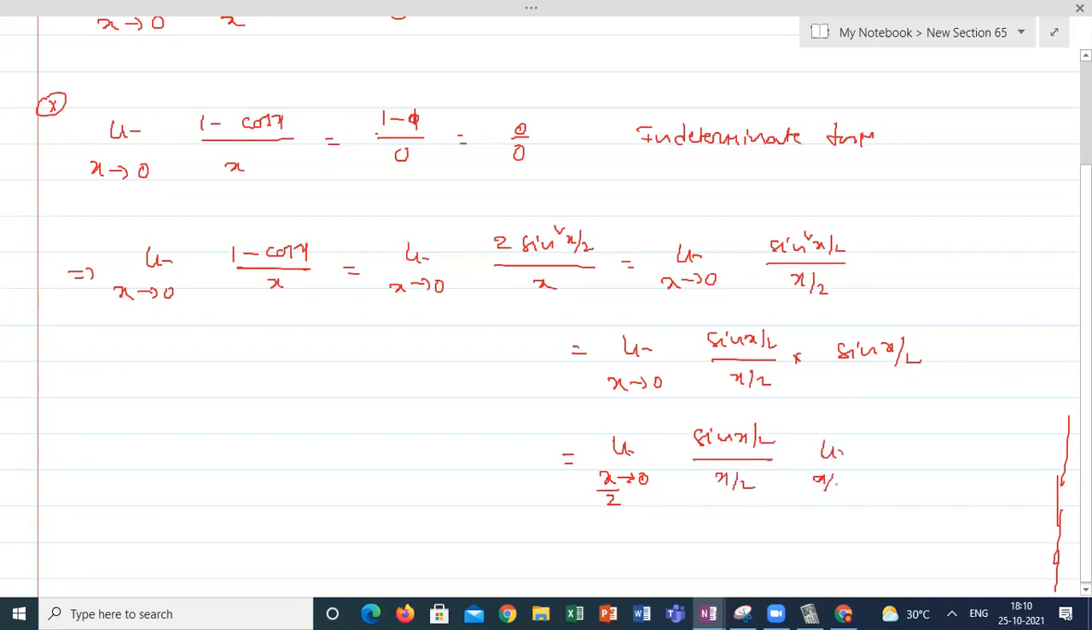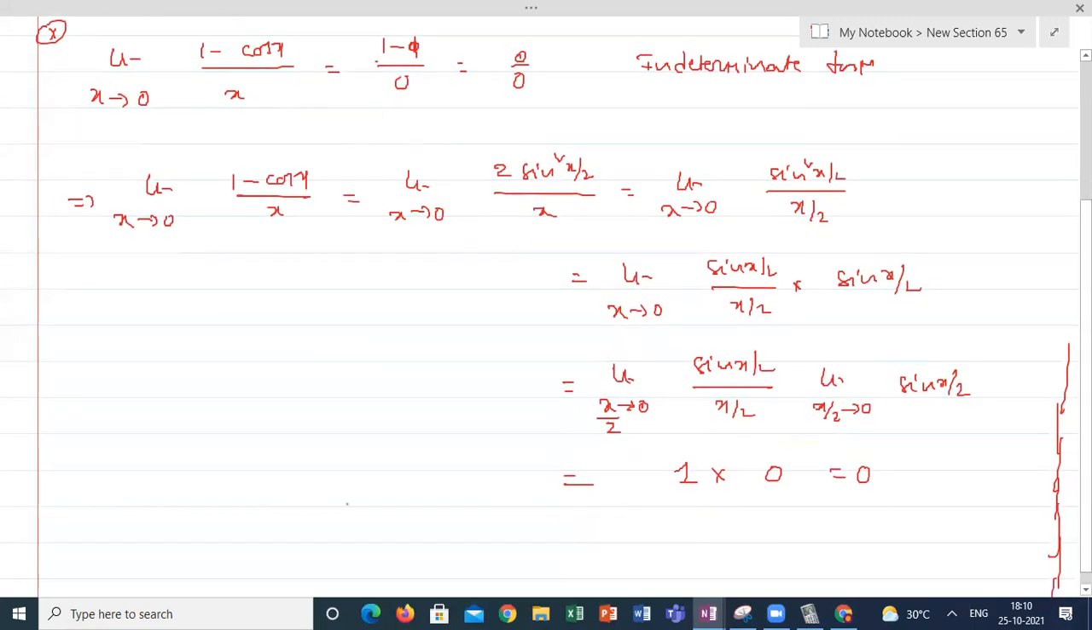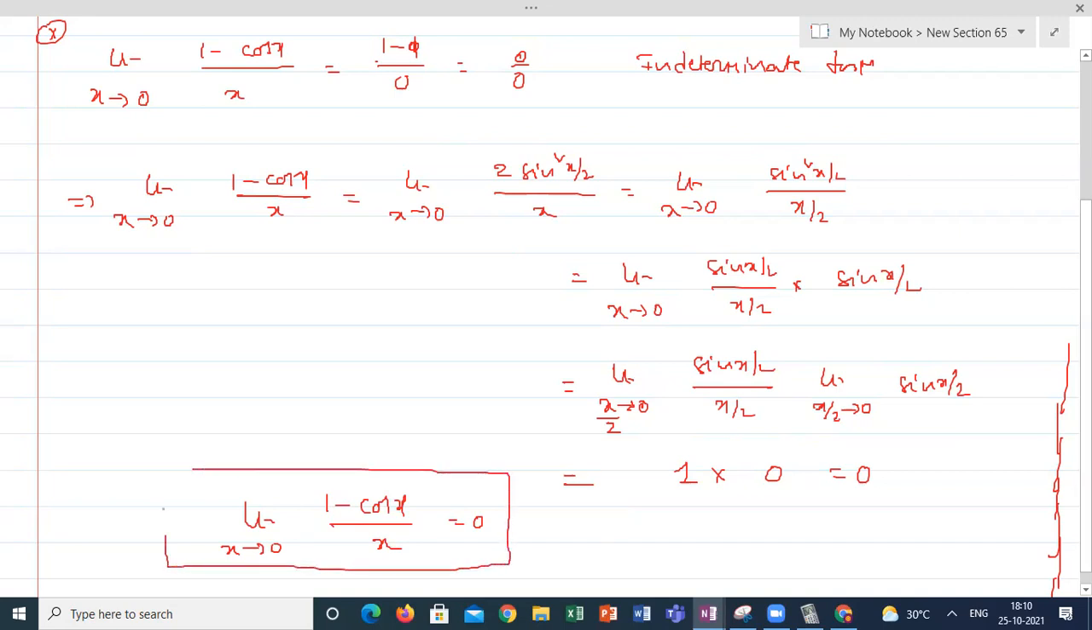And limit x by 2 tends to 0, sine x by 2. So this answer is 1 and this answer is 0. The final answer is 0. So from next time onwards, limit x tends to 0, (1 minus cos x) by x is equal to 0. This is also one more formula. We can keep it in mind.